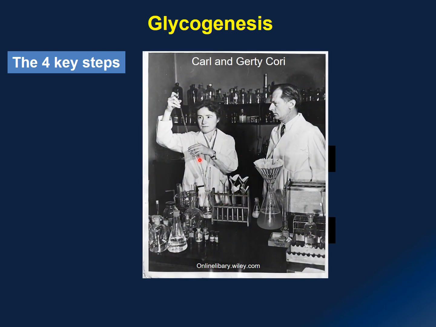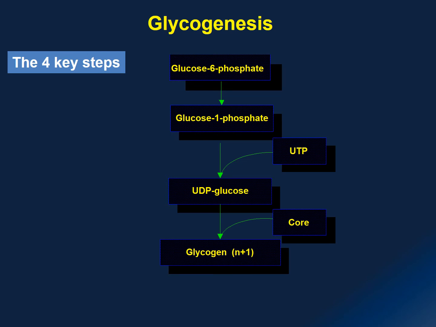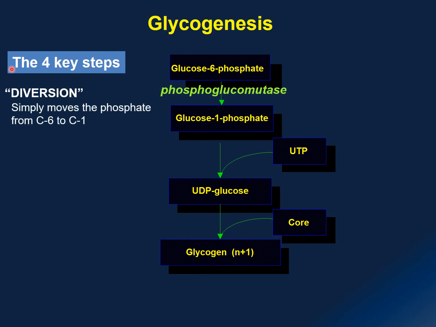So they are actually coupled. And if you can remember, they discovered the Cori cycle, and together with this glycogenesis, they were awarded the Nobel Prize. And now let's look at a bit more detail. We know that G6P is also a common substrate in glycolysis. So the first step of glycogenesis is to create a diversion by converting G6P into G1P so that glycogenesis can happen without interfering with glycolysis.